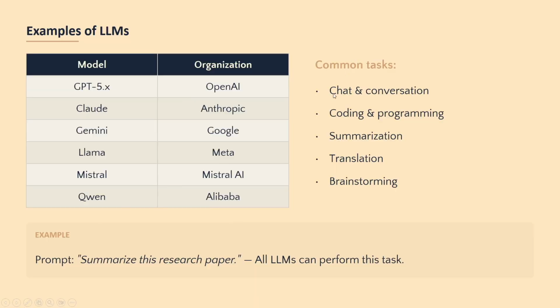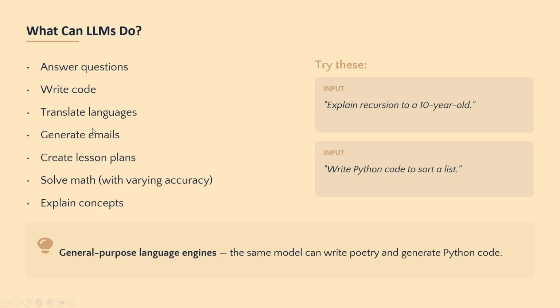And the common tasks that these LLMs could do are chat and conversation, coding, summarization, translation or brainstorming. A few of these we have dealt with in the last session also. So an example prompt is, summarize this research paper, where all the LLMs can do this kind of task. It can also do language translation, generate emails or text, create a lesson plan, solve math and explain concepts. Any number of use cases are there.